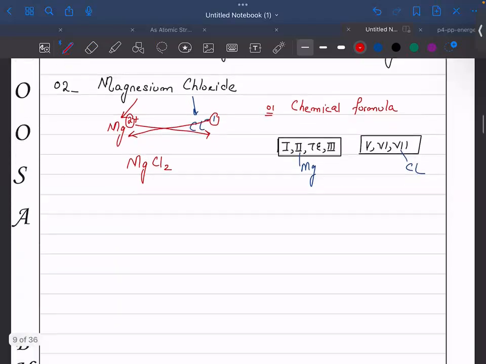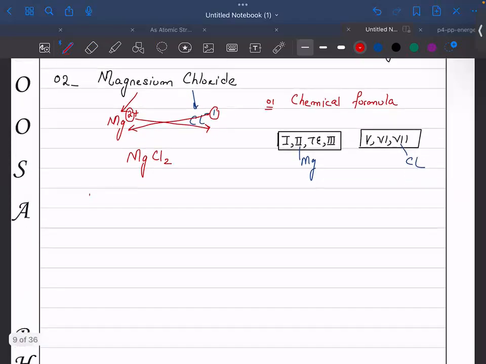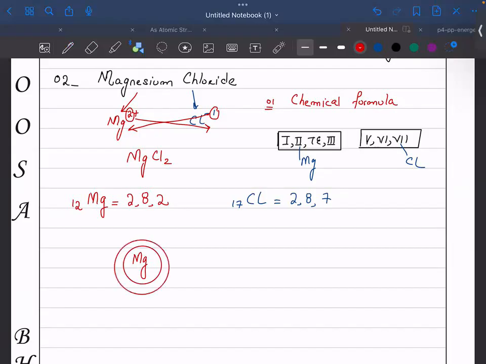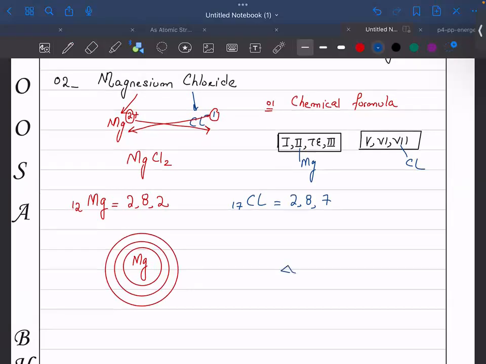Now, if we see the electronic structure of magnesium, magnesium has an atomic number of 12. Its electronic configuration is 2,8,2. Chlorine has an atomic number of 17. It's 2,8,7. Magnesium atom has 3 shells, right? And chlorine atom also has 3 shells.